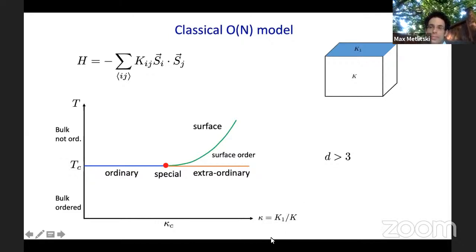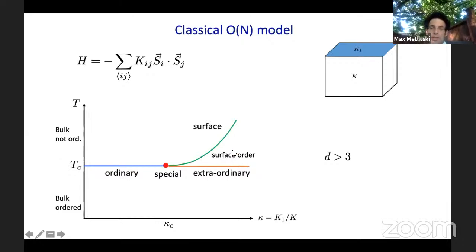However, if you make the surface coupling large enough, then the surface can order at a temperature which is higher than the bulk Tc. So as you're lowering the temperature, first the surface becomes ordered. The bulk is still disordered in this region here, and the green transition is a purely surface transition, so purely a d-1 dimensional transition in the O(N) Wilson-Fisher universality class. Nothing very interesting about it.